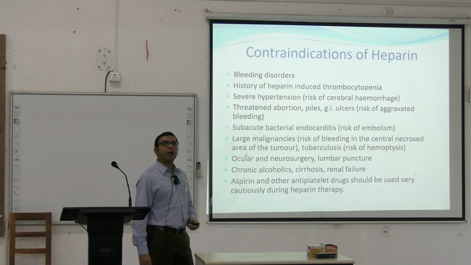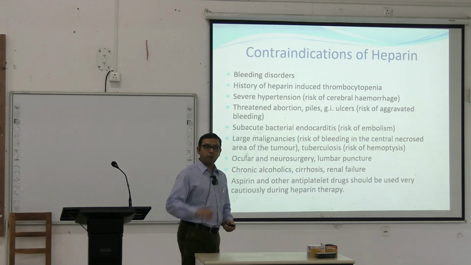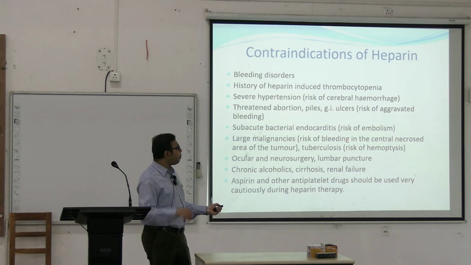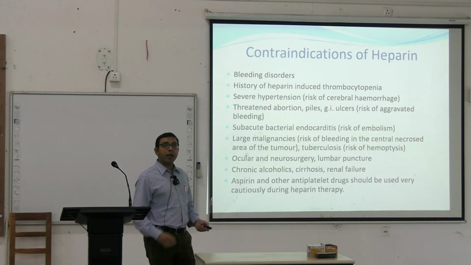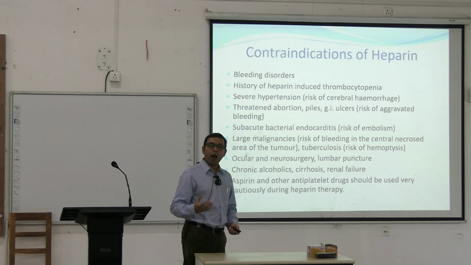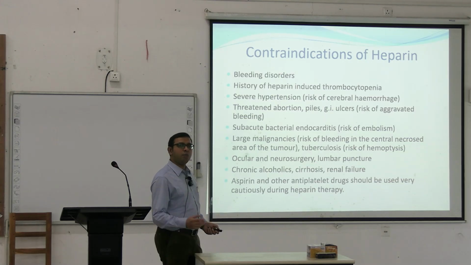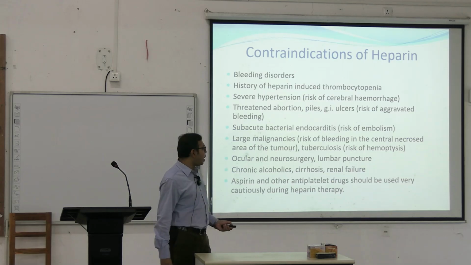Subacute bacterial endocarditis because there is chance of the thrombus dislodging and embolus formation. Large malignancies because there is risk of the bleeding in the central necrosed area of the tumor. Tuberculosis, again there will be more risk of the hemoptysis, blood in the cough. Ocular and neurosurgery, lumbar puncture, more chances of the bleeding. Chronic alcoholism because the liver is already compromised.